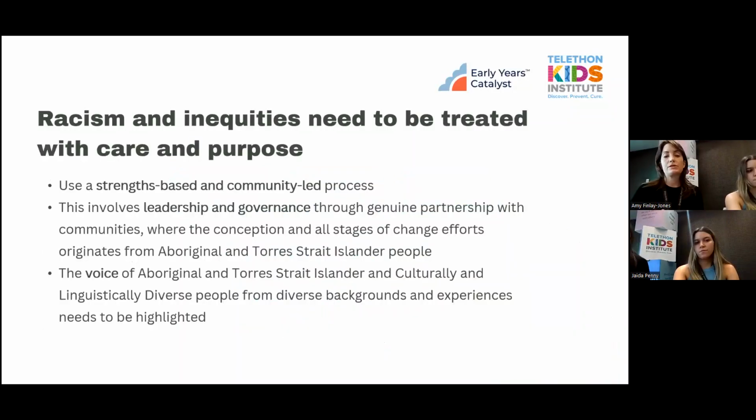And we wanted to emphasise that it's not just about what we focus on, but how we focus on these different areas. Through Jada's work and the work that she's done collectively with the people she's engaged through this process, we have a very strong message that racism and inequities need to be treated with care and purpose, using a strengths-based and community-led process. It is really amazing to see where this is being done in a number of ways, and we also know that we have got a long way to go.